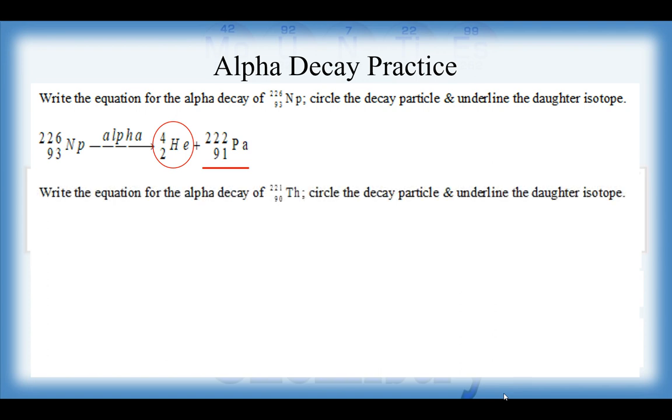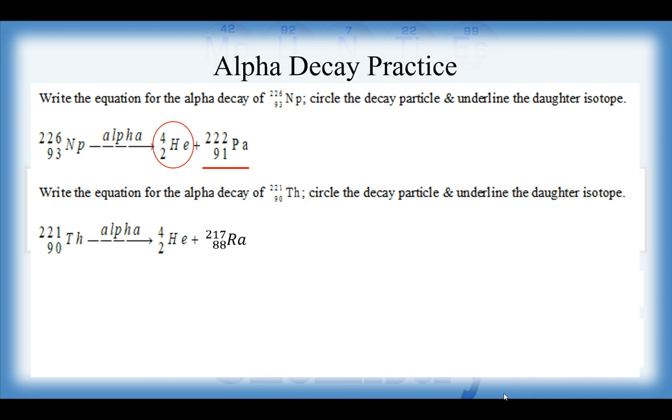All right, next example: write the equation for the alpha decay of thorium-221, again circling the decay particle and underlining the daughter isotope. Here we see the parent isotope, the decay type indicated, as well as the decay particle. If we do the math, we should take 4 away from the mass number, which gives us 217, and 2 away from the atomic number, which gives us 88.